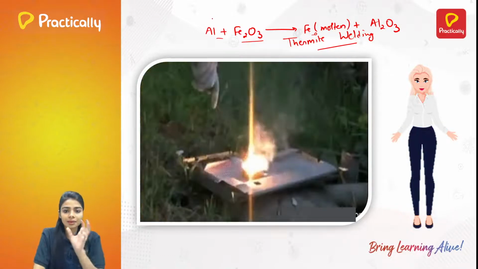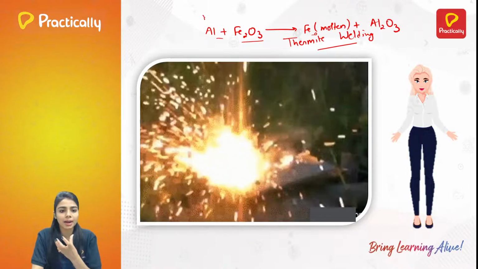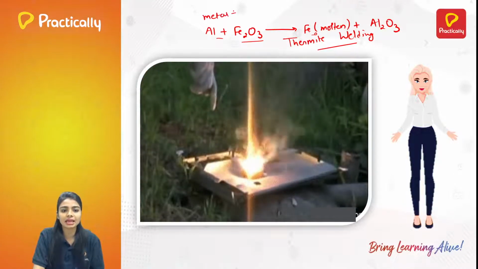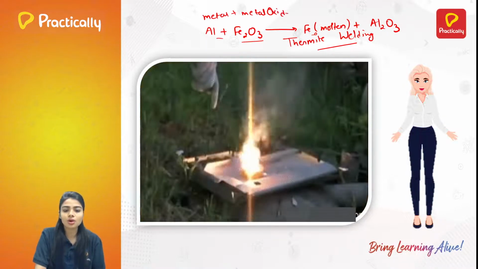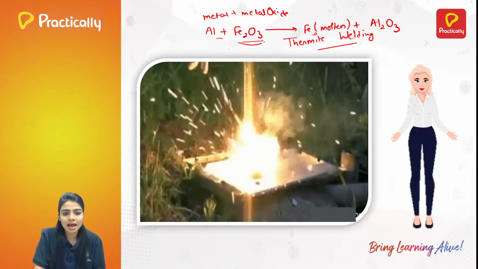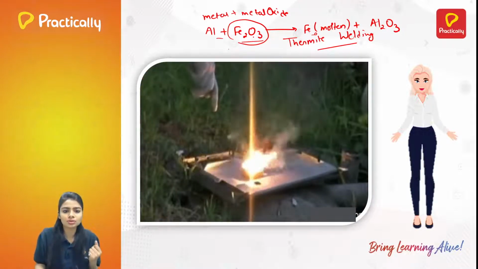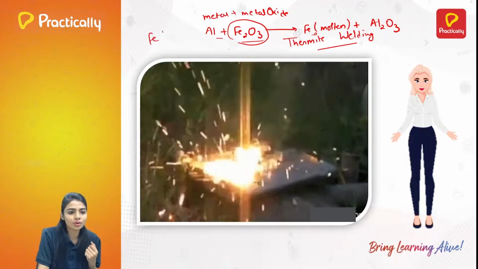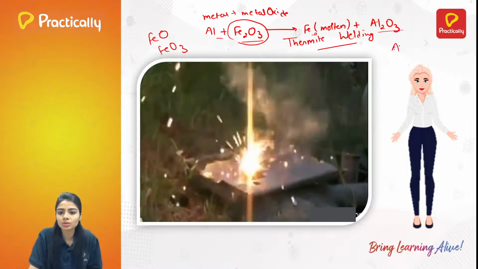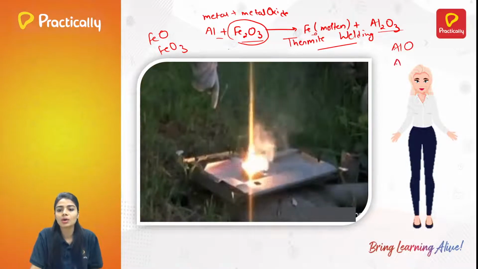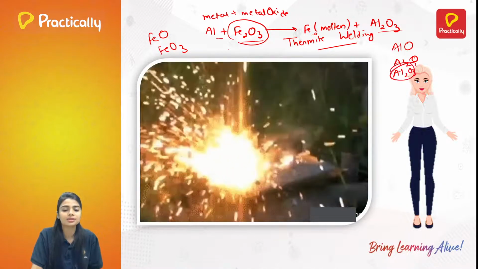In thermite welding, this is not only for iron; it is for any metal reacting with any metal oxide. So now she thought, why is iron oxide written as Fe2O3? Why not FeO3, or why not FeO? Why is aluminium oxide written as Al2O3? Why is it not AlO or Al2O? Why Al2O3 only?